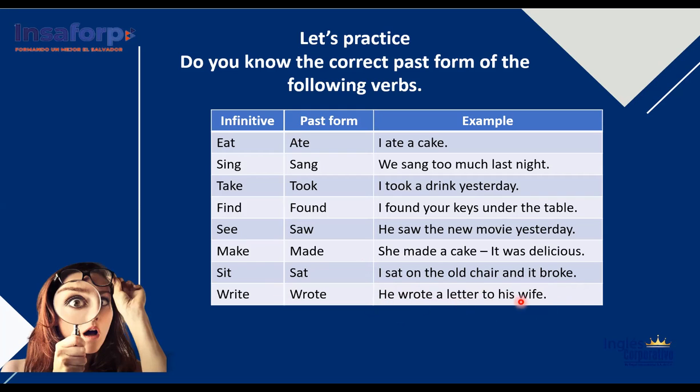I sat on the old chair and it broke. He wrote a letter to his wife. Él escribió una carta para su esposa. Okay, he is so romantic, right? He is a romantic guy. He wrote a letter to his wife. Perfect. So do you have any questions about these examples in the past form of this verb? No question.